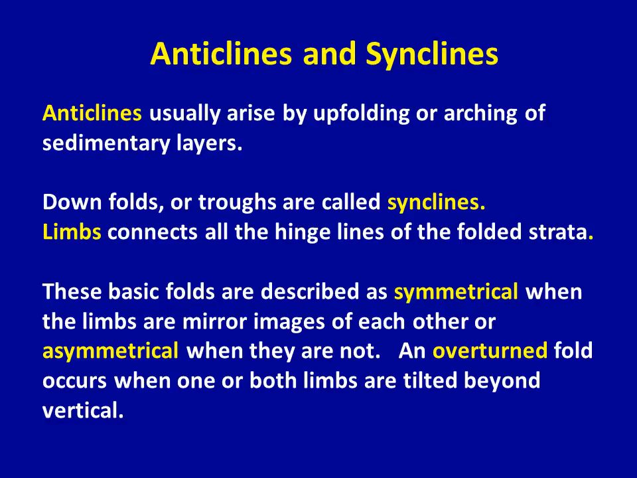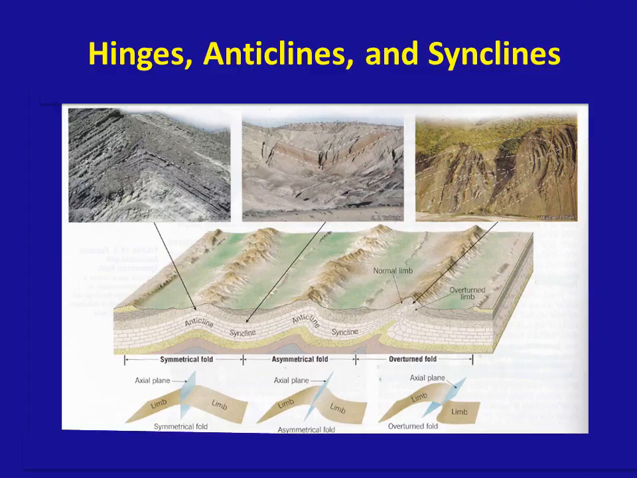These basic folds are described as symmetrical when the limbs are mirror images of each other, and asymmetrical when they are not. And sometimes a fold becomes so warped by these geologic stresses that it becomes an overturned fold, in which one or both of the limbs are tilted beyond the vertical. And this is a situation where you can actually have older strata that overlies younger strata because it's essentially been moved upside down from its original position.